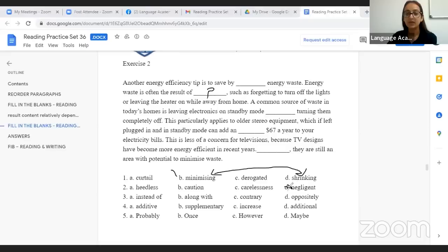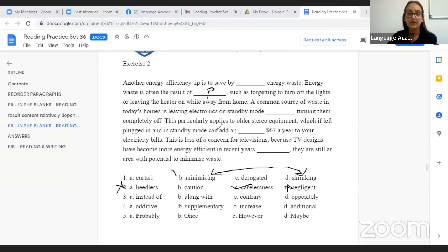So we can eliminate the options which are not nouns first of all. And then based on the language, energy waste is the result of carelessness. Because if you are practicing caution, then energy will not be wasted. Caution will be resulting in less energy wastage. But here they say energy waste is happening because we are careless, such as forgetting to turn off the lights or leaving the heater on while away from home.